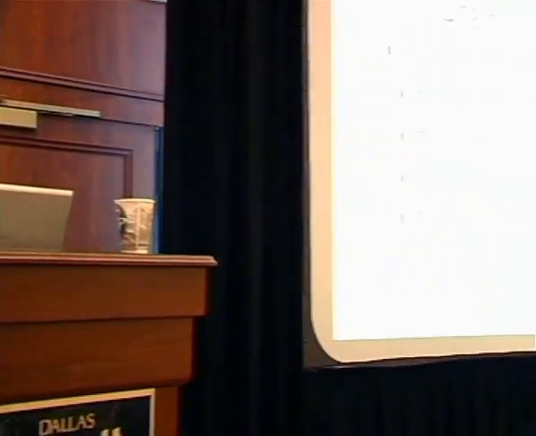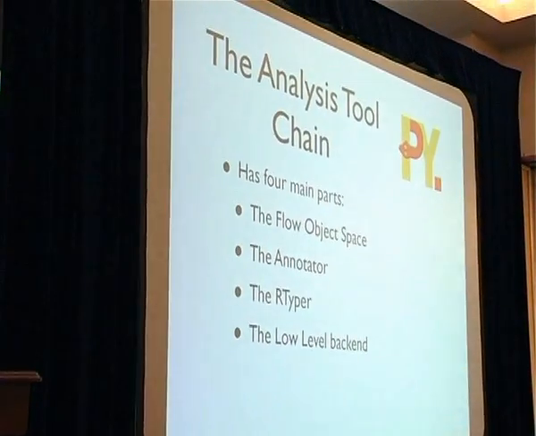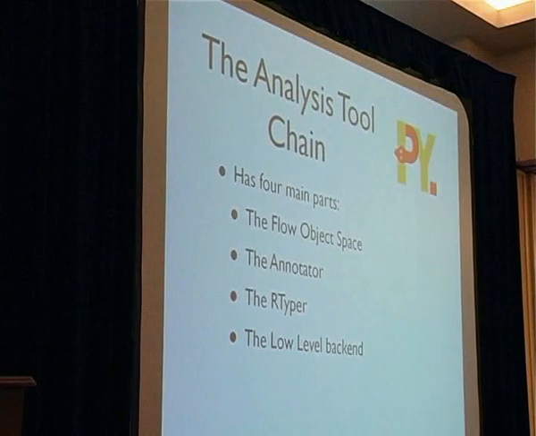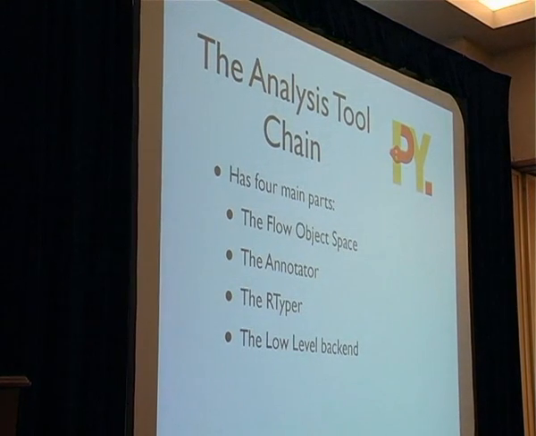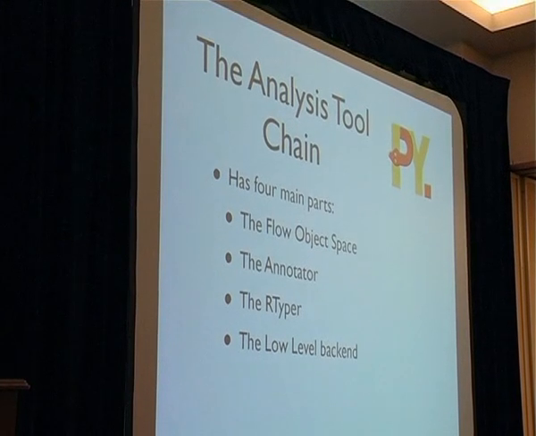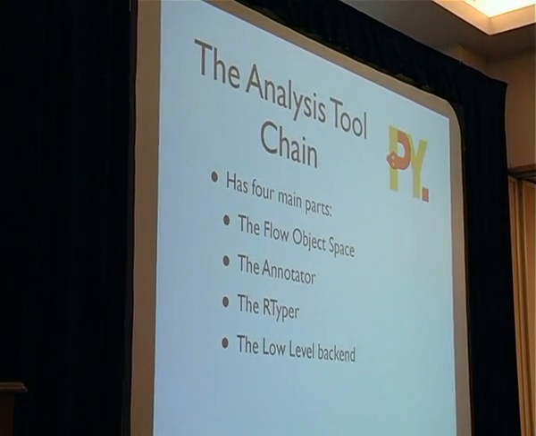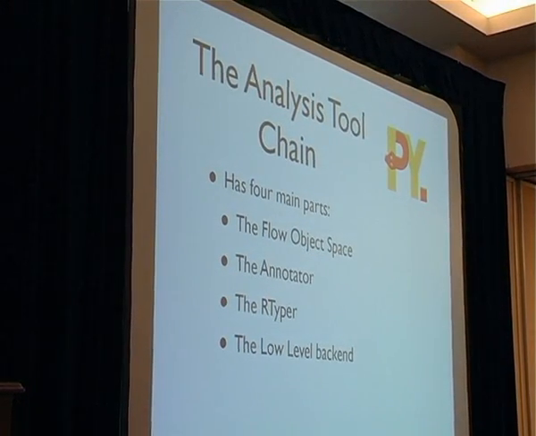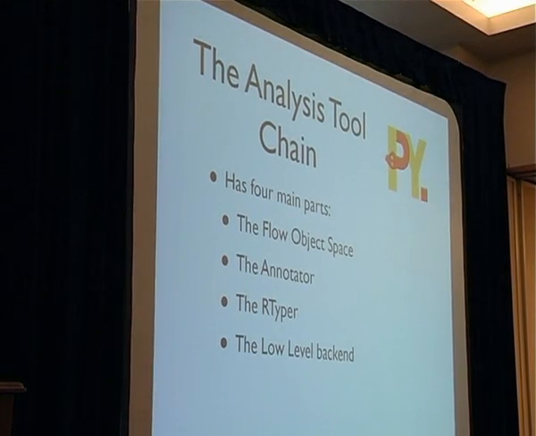The analysis toolchain is generally more recent. It has 4 parts, roughly speaking. The flow object space, which does control flow analysis. The annotator, which deduces information about these control flow graphs. The R-typer, which is hard to explain. And the low-level backends, which cover C generation.